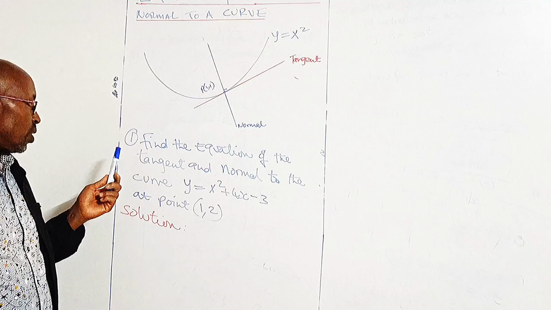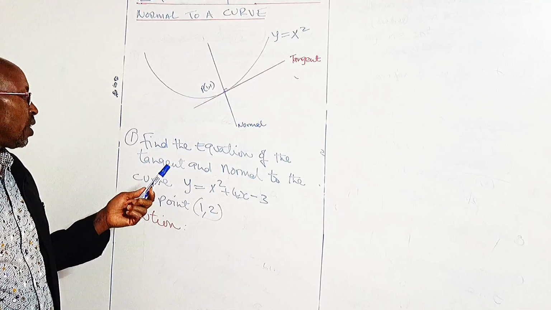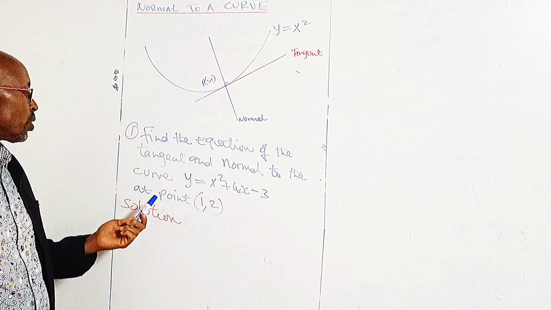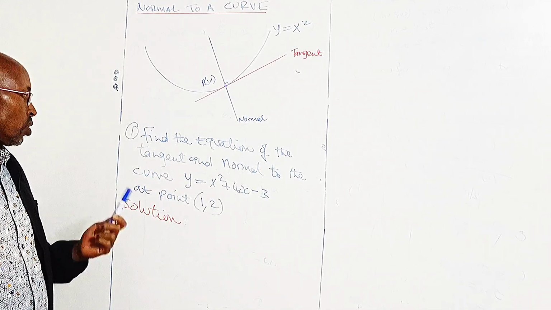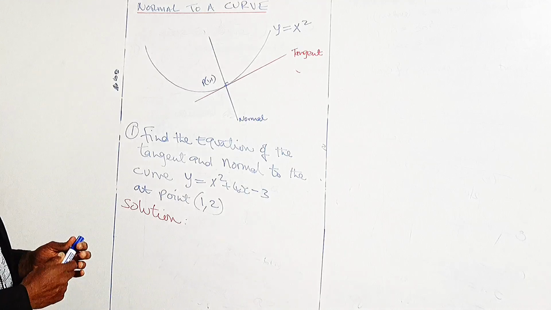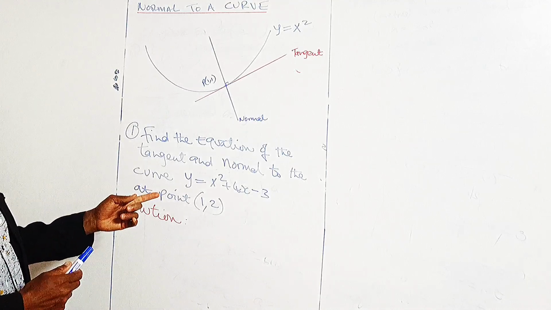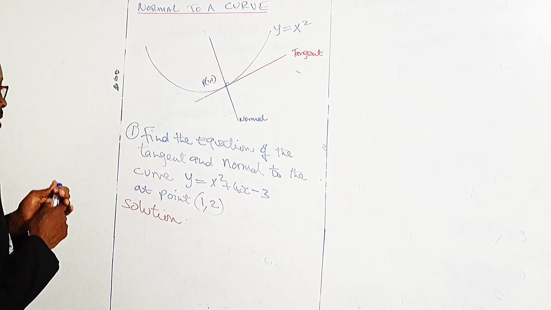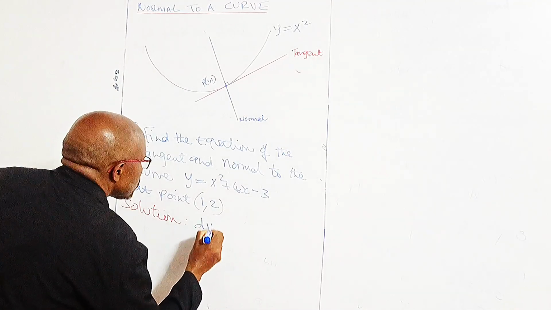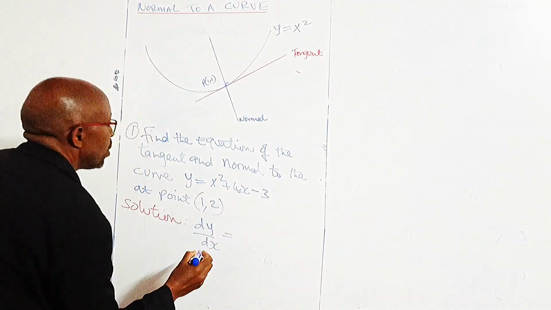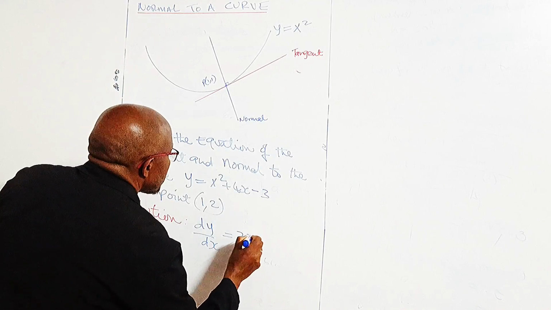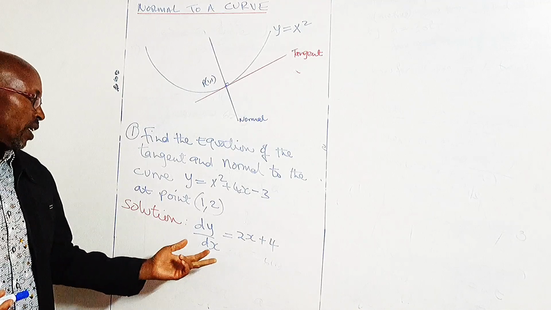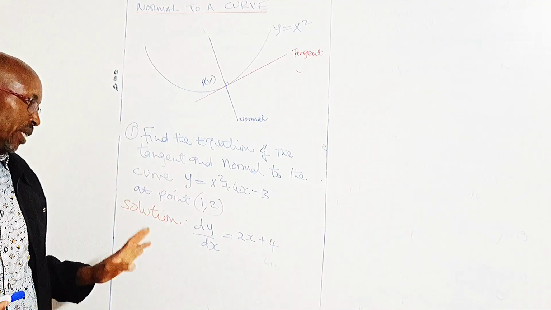We have one example here where we are asked to find the equation of the tangent and normal to the curve y is equal to x squared plus 4x minus 3 at the point (1, 2). Solution. At the point (1, 2), we need to get the gradient of that curve at that point. dy/dx will be given by 2x plus 4. This is the gradient of the curve at any particular point.